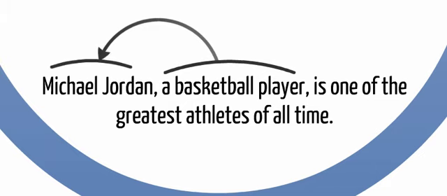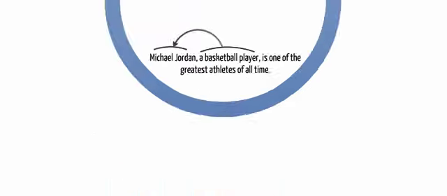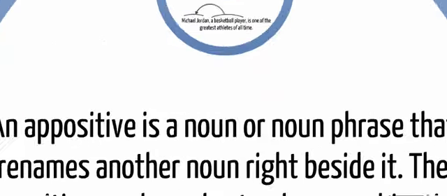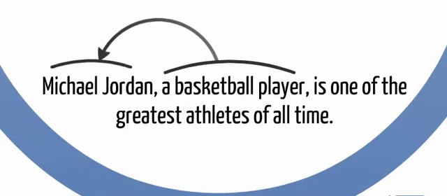So let's look at the definition of an appositive again now that you've seen one in action. An appositive is a noun or noun phrase that renames another noun right beside it. The appositive can be a short or long combination of words. So we said, Michael Jordan, a basketball player, is one of the greatest athletes of all time. The phrase basketball player is just renaming Michael Jordan. It's giving more information about who he is.